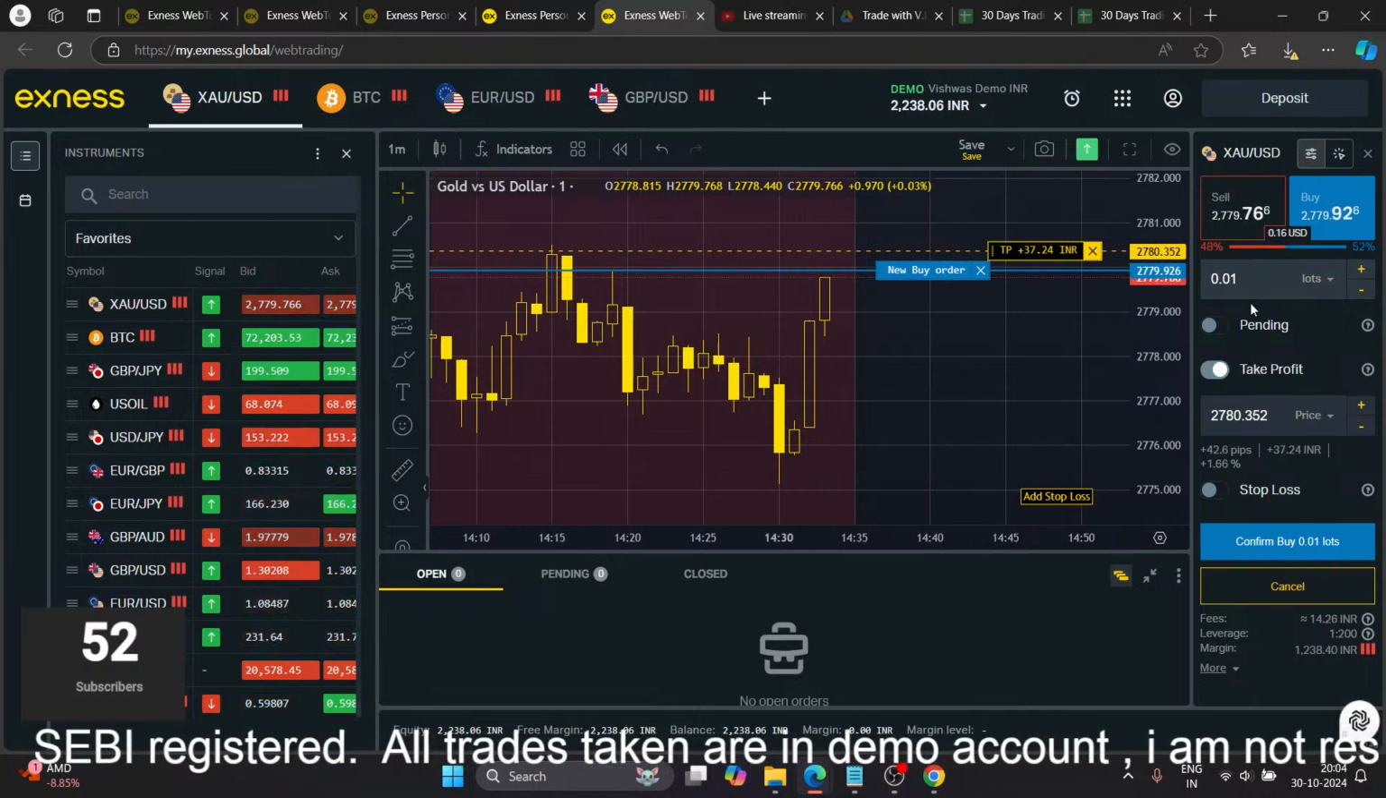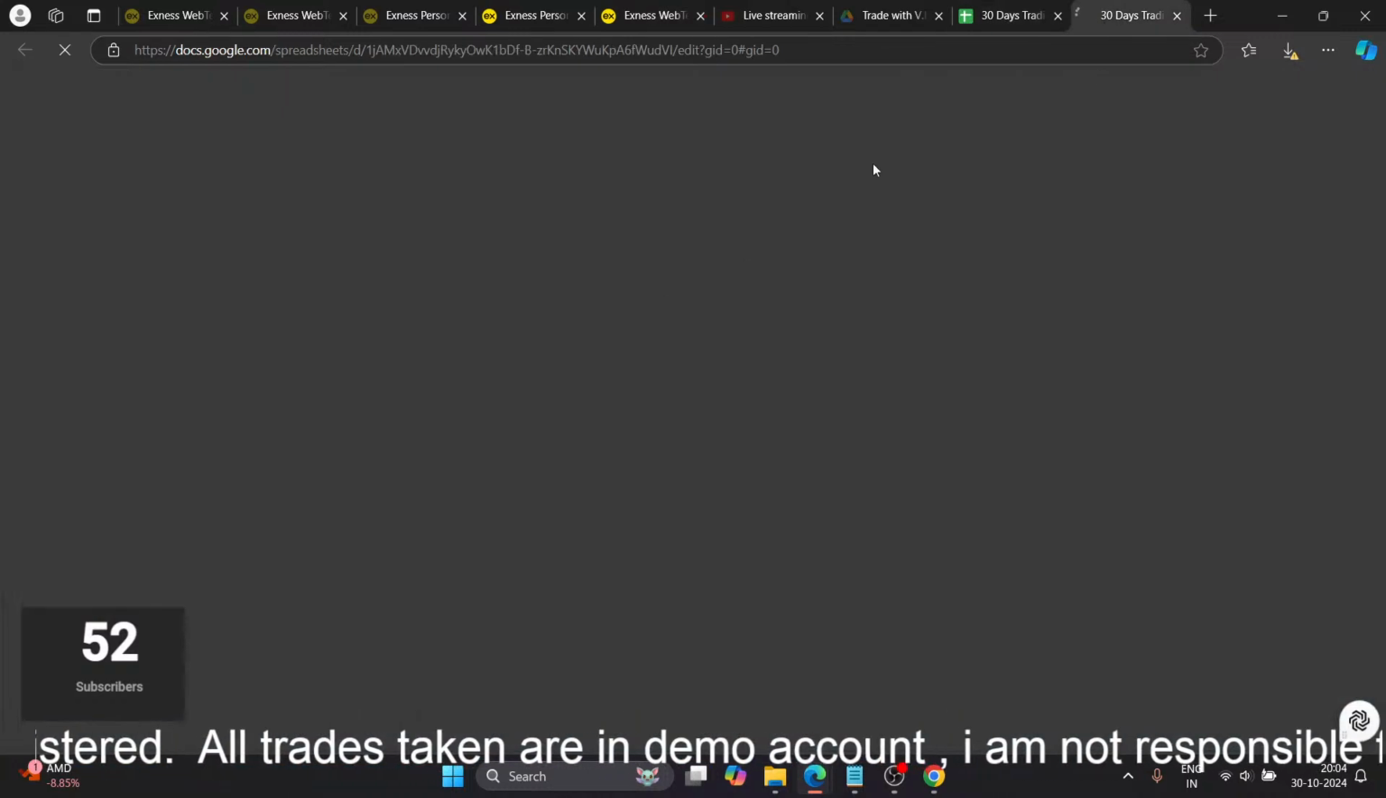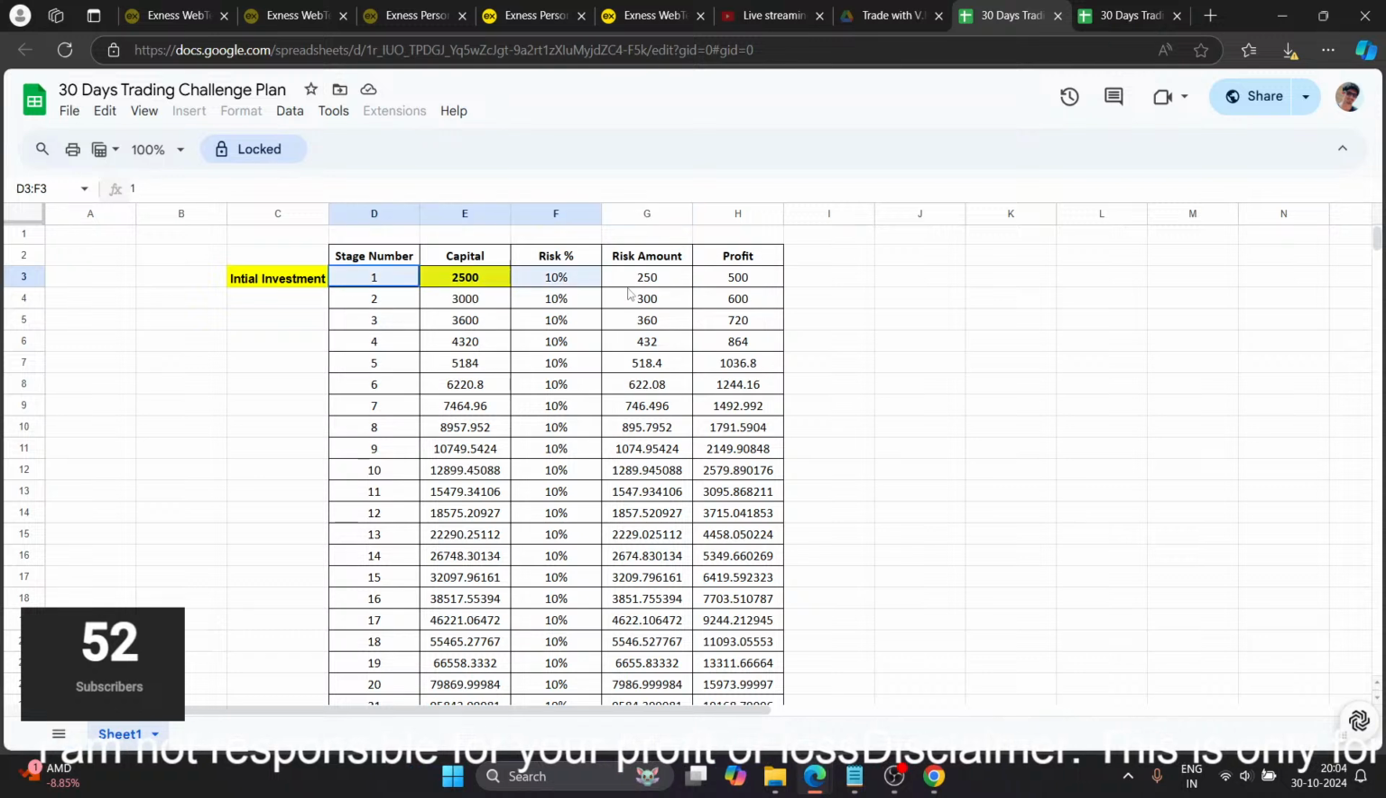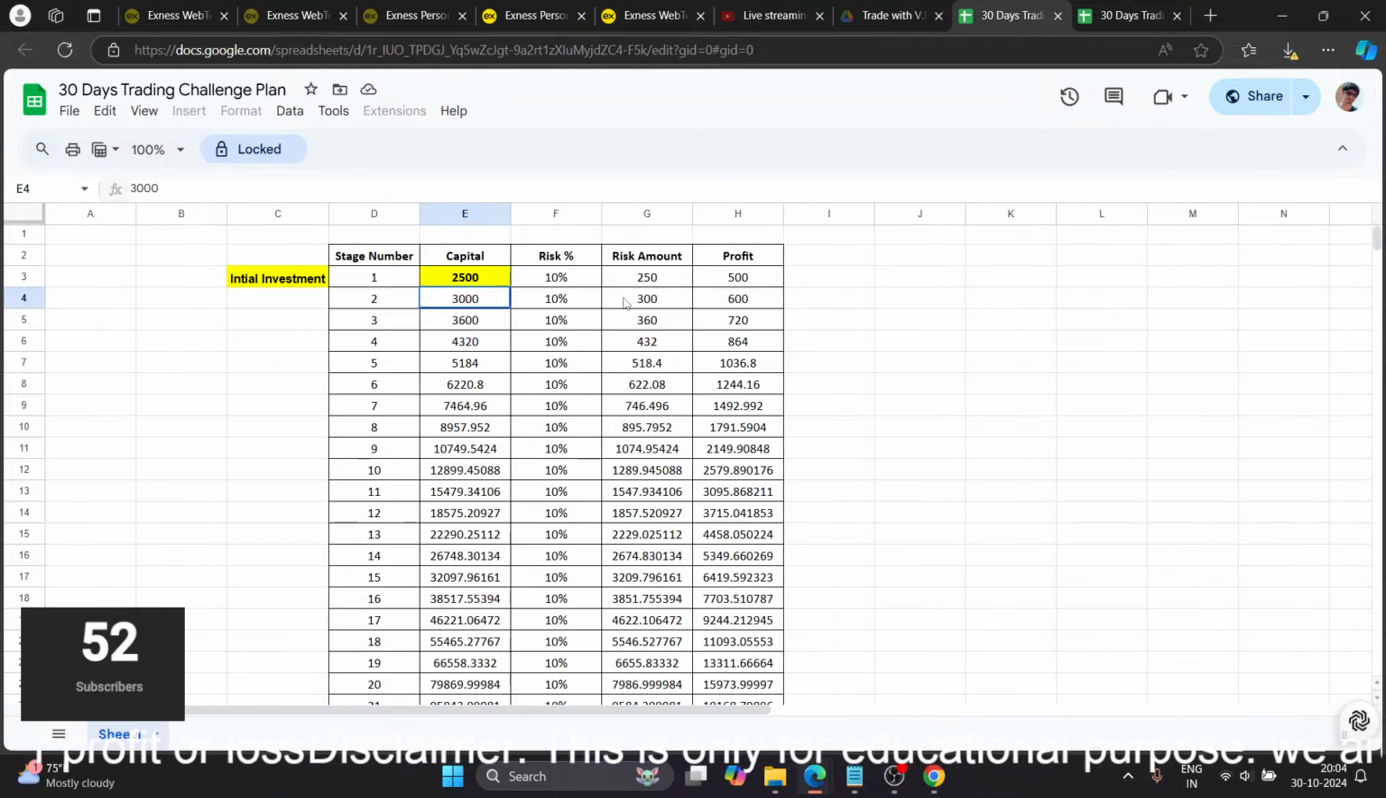Until then, you have to achieve this. This is stage one. You have 2,500 capital. You're risking 10%, 250 rupees, to make 500 rupees. So you clear stage one. This is just to have that psychology that we are not losing too much of an amount. This is very much needed in the initial stage of learning. So risk only 250 rupees to achieve 500.